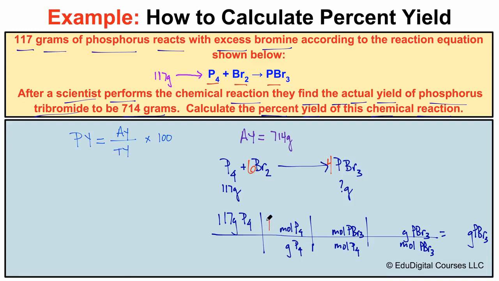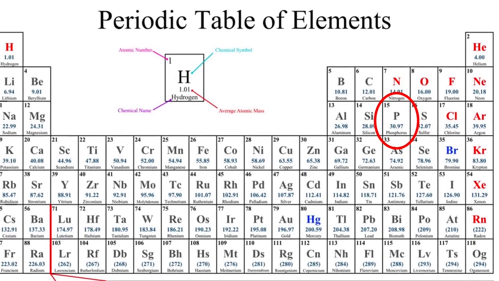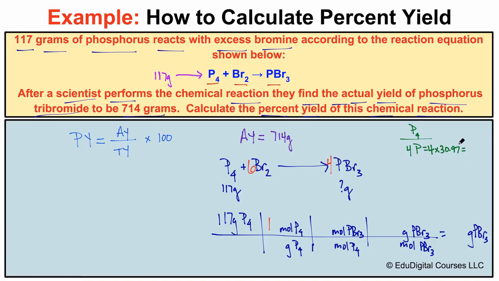So if we take a look on our periodic table of elements, like the one that just popped up, we can see that the molar mass of one phosphorus is 30.97. So if we have P4, we'll figure out the molar mass right here of P4. P4 is made up of 4 phosphorus atoms. One phosphorus atom has a molar mass of 30.97. So when we take 4 times 30.97, we're going to end up with 123.88 grams per mole.